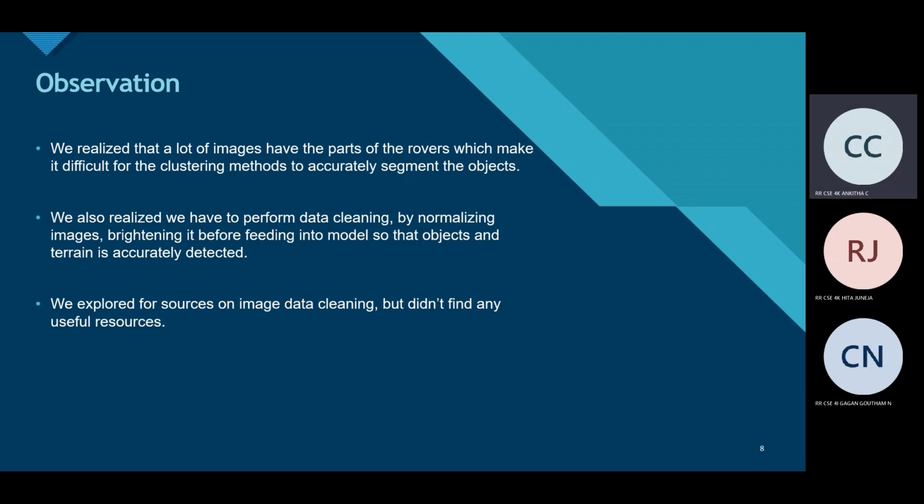We realized when implementing clustering that most of the images were containing the rover part, which was causing difficulty in clustering or accurately segmenting the objects. So we realized we had to perform data cleaning, normalizing the images, and also brightening them before feeding into the model, so that the objects and terrain are accurately detected and give proper results. We explored for resources on image data cleaning, but we couldn't find any useful resource.